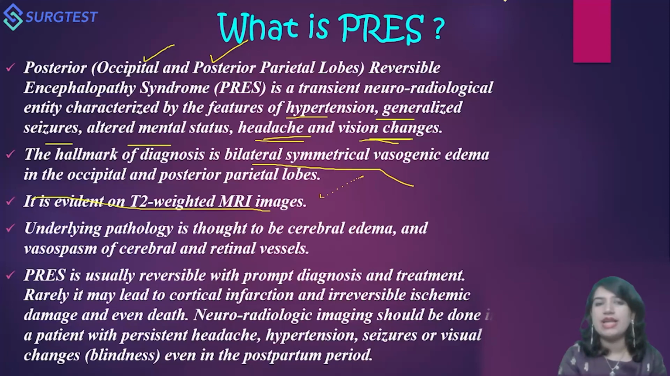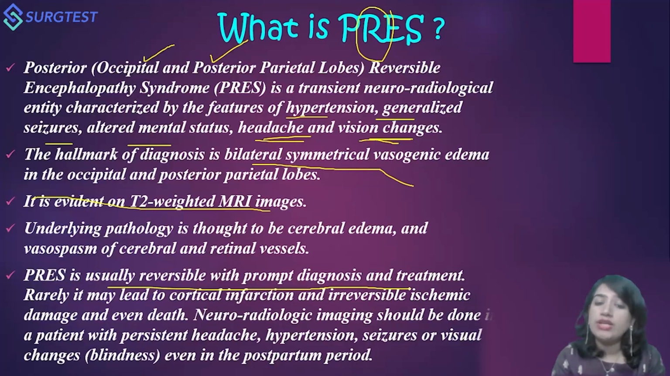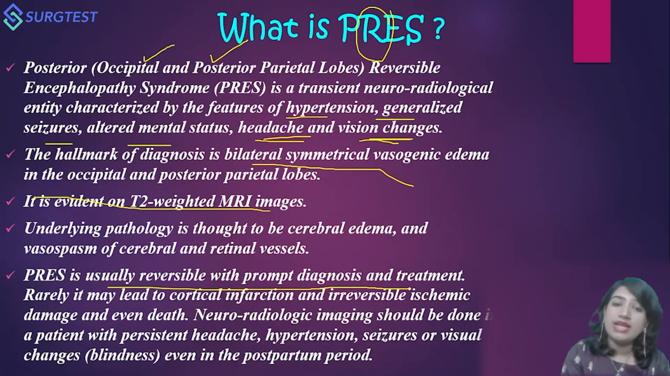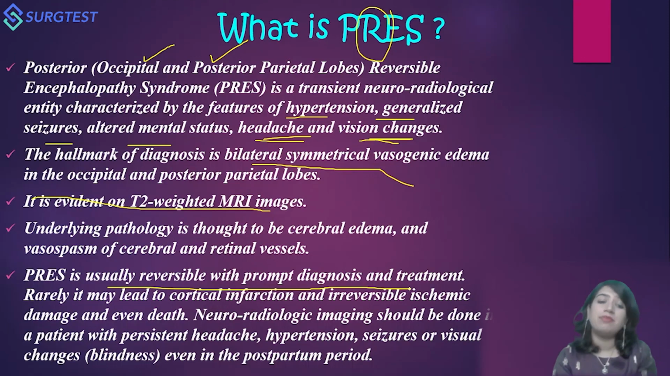Now, the name suggests that it's a reversible syndrome, right? PRES is usually reversible with prompt diagnosis and treatment. Rarely it may lead to cortical infarction and irreversible ischemic damage and even death. So you do not take PRES lightly, okay? Because in rare circumstances, it can go to a state where it is irreversible and may even cause death of the woman suffering from it.